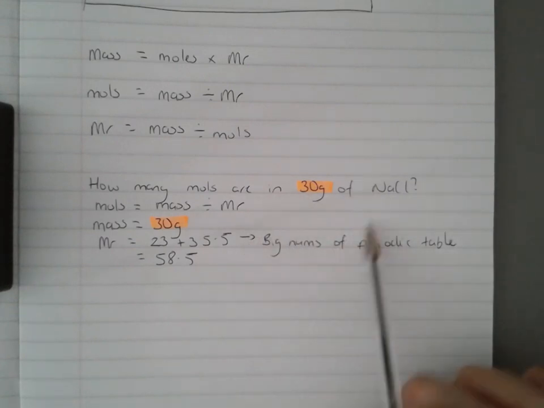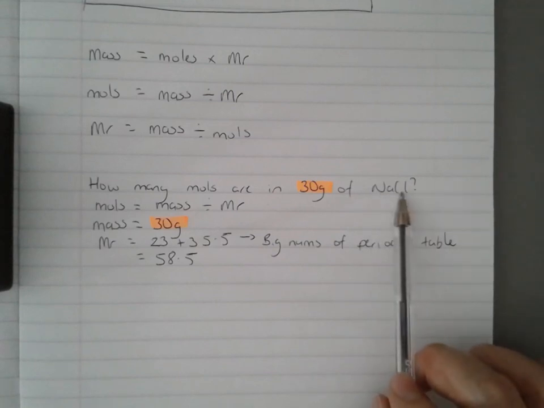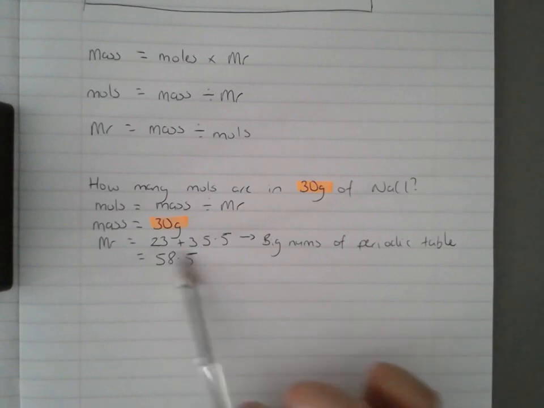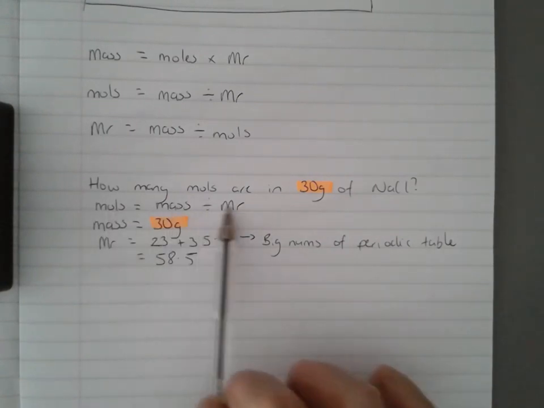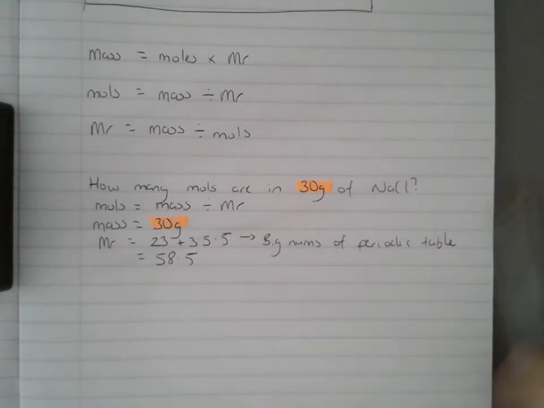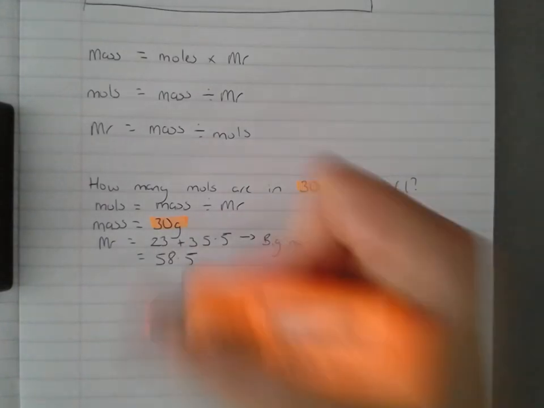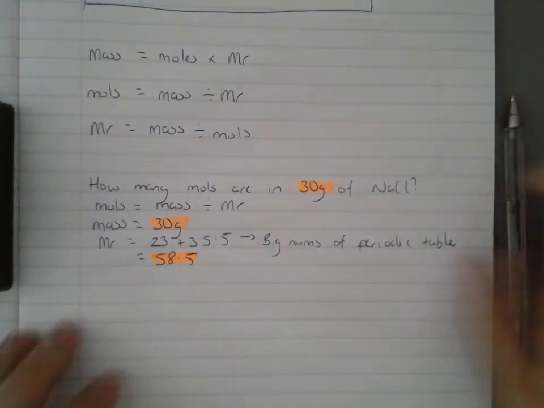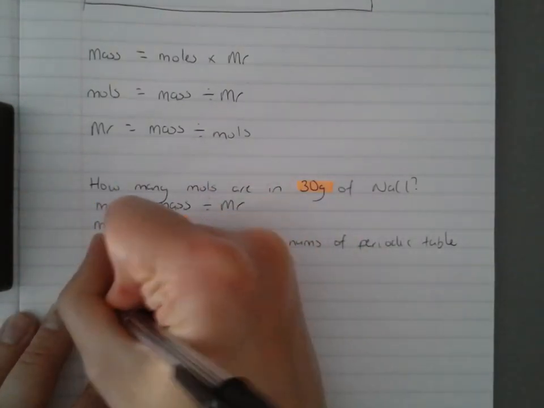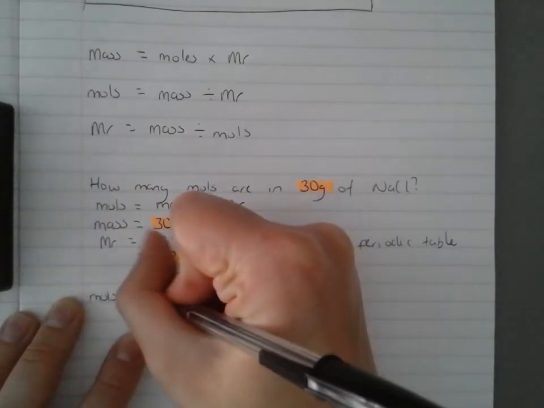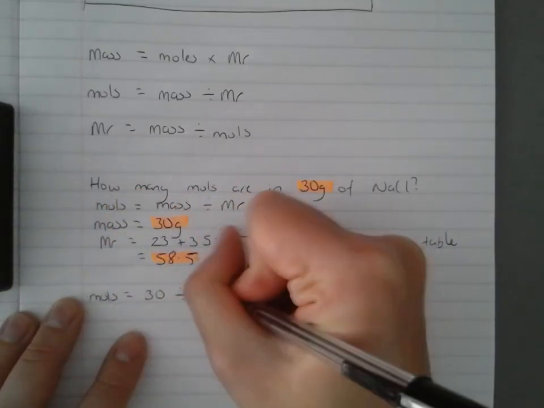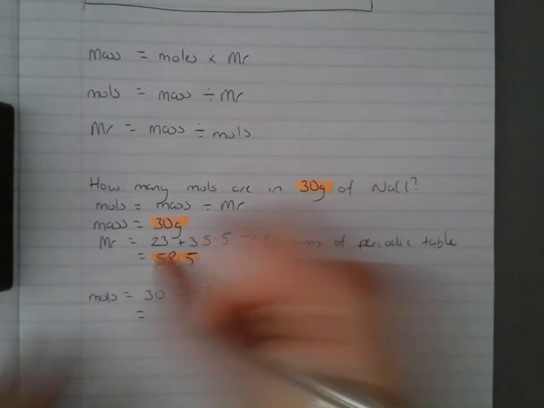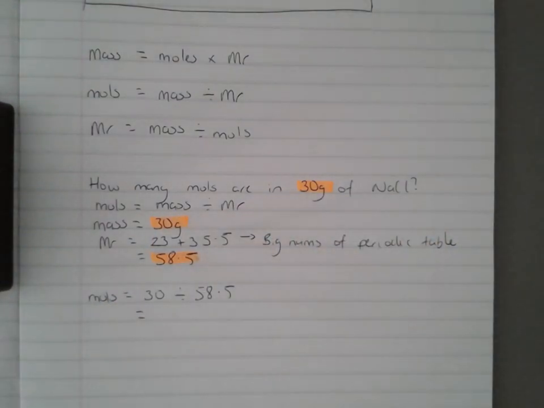So 23 is the big number next to sodium, 35.5 is the big number next to chlorine. I add those together and I calculate my relative formula mass. My formula for moles is mass divided by relative formula mass. I've got the mass, and I've now got my relative formula mass, which I've calculated from my periodic table. All I need to do is plug those numbers in. So it's mass, which is 30, divided by relative formula mass, 58.5. Plug those numbers into my formula and I will calculate moles.